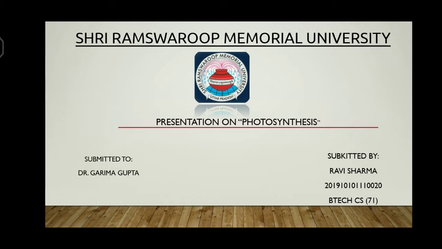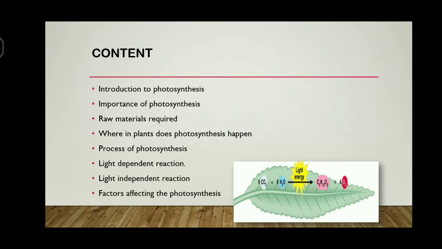I am here to explain to you about my topic, photosynthesis. Content: In this topic, I have divided my content into 8 parts. The first points are introduction to photosynthesis, importance of photosynthesis, raw material required, where in the plant does photosynthesis happen, process of photosynthesis, light dependent reaction, light independent reaction, and factors affecting photosynthesis.